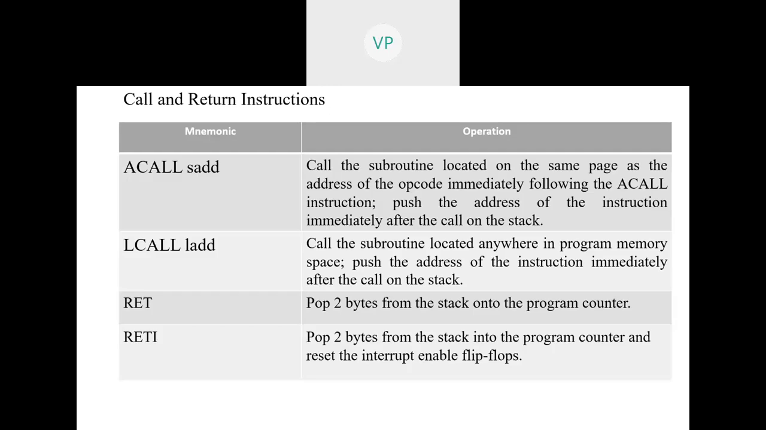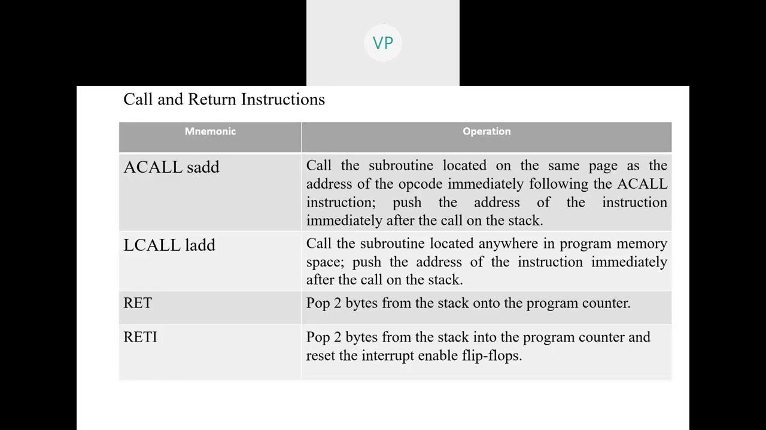We already know the range for a short absolute address. What is the range for that? It is 2 kilobytes of memory. It is one page of the 8051 microcontroller. The address can be anywhere within the 2 kilobytes of the page. If the subroutine is written anywhere in that range, it will jump to that subroutine, execute it, and come back to the original program which called the subroutine.